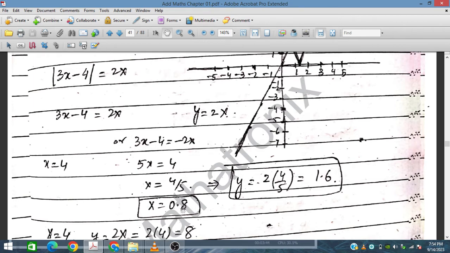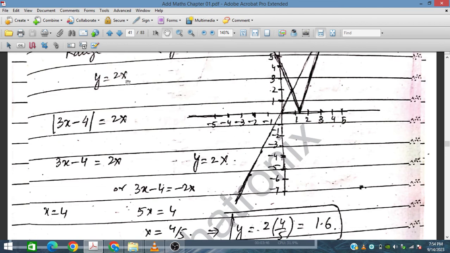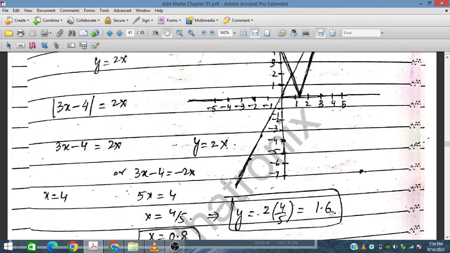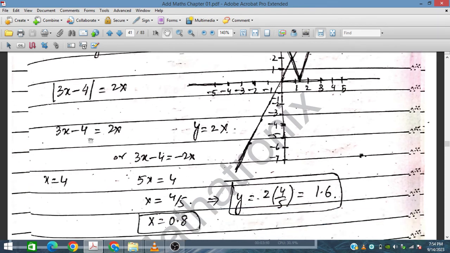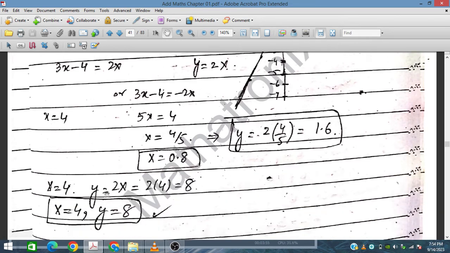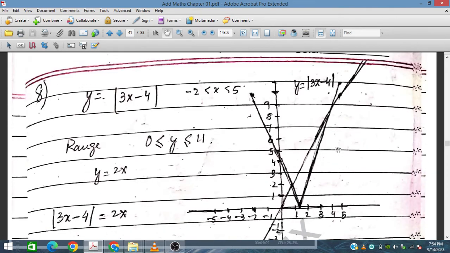The x value is 0.8, and by substituting, y is equal to 1.6, and from this graph the value of x is obtained as 4, and for x is equal to 4, y is equal to 8. So x is equal to 4, y is equal to 8, and x is equal to 0.8, y is equal to 1.6 is the other solution. So this is one solution, and this is the other solution. So this is question number 8.